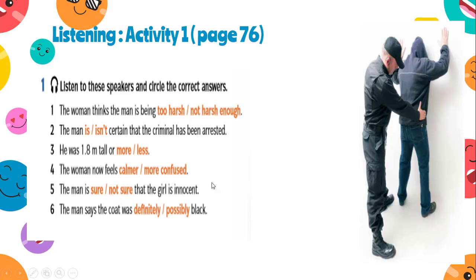The first one, the woman thinks the man is being, what is your answer? Yes, the correct answer is too harsh. Number 2, the answer is the man is certain that the criminal has been arrested. And number 3, the answer is more. He was 1.8 meter tall or more. Number 4, the answer is the woman now feels calmer.